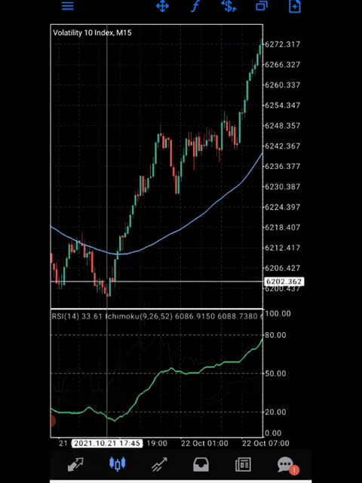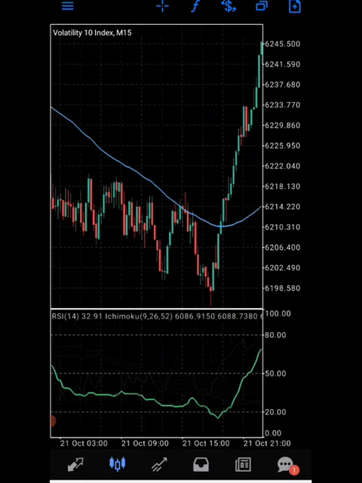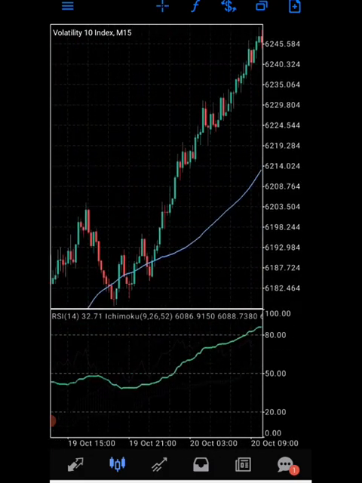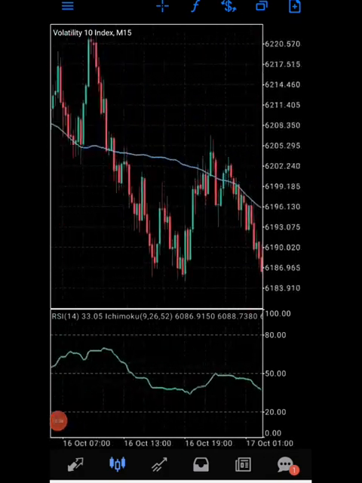It keeps on working. Cross below at the oversold level, it buys. At the oversold level, it buys. It crosses above at the overbought level, it sells continuously. So that's it, guys. A very powerful strategy for volatility 75 index.